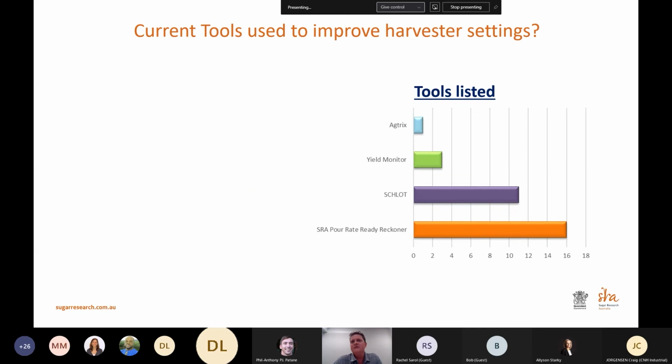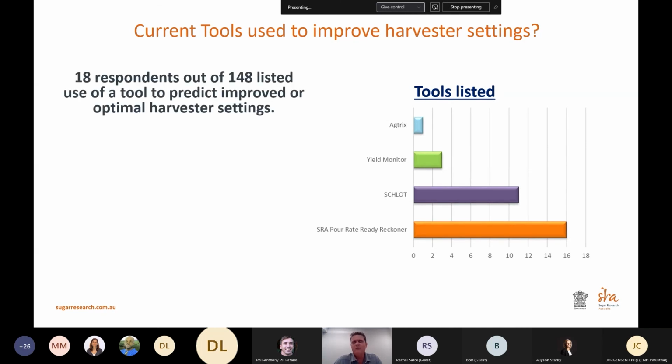Some of the tools, and again, this is going back to 2019, and there's been a lot of progress since 2019 to today. There's been a couple of road shows with some of the yield loss monitoring going on, and cane loss monitors and yield monitors that are out there. But at the end of the day, at the time of the survey, there was very little technology being used in this space.